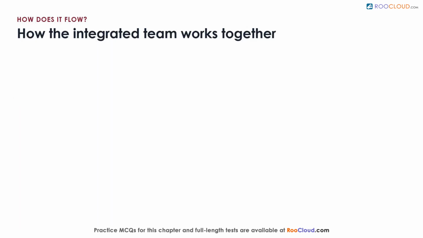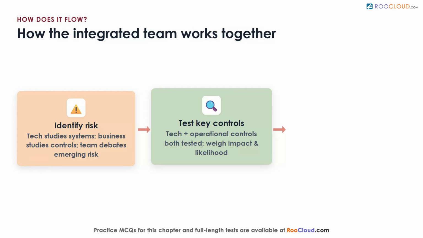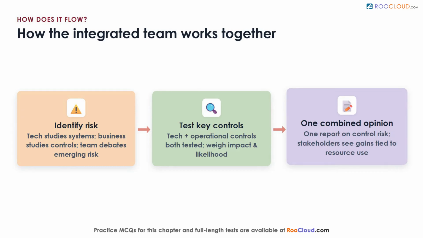How does the team actually work together? They start by identifying the risk in the area. The technology specialist studies systems and operations. The business specialists study business risk and controls. Then the whole team debates the emerging risk. They weigh both impact and likelihood. What does the detailed work focus on? The key controls that manage that risk. Technology often provides the first line of defense, so you test how well those systems support the controls. Then you test the operational controls run by management. The result is one combined opinion on control risk.